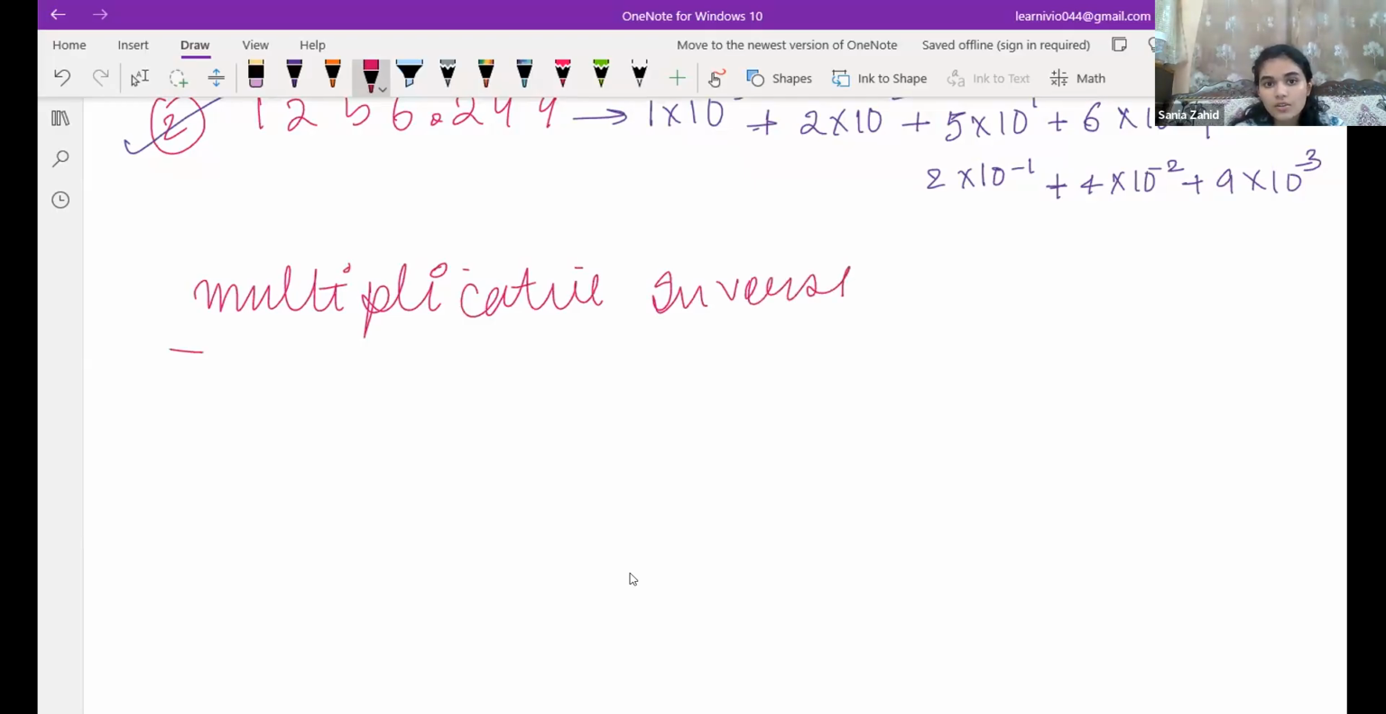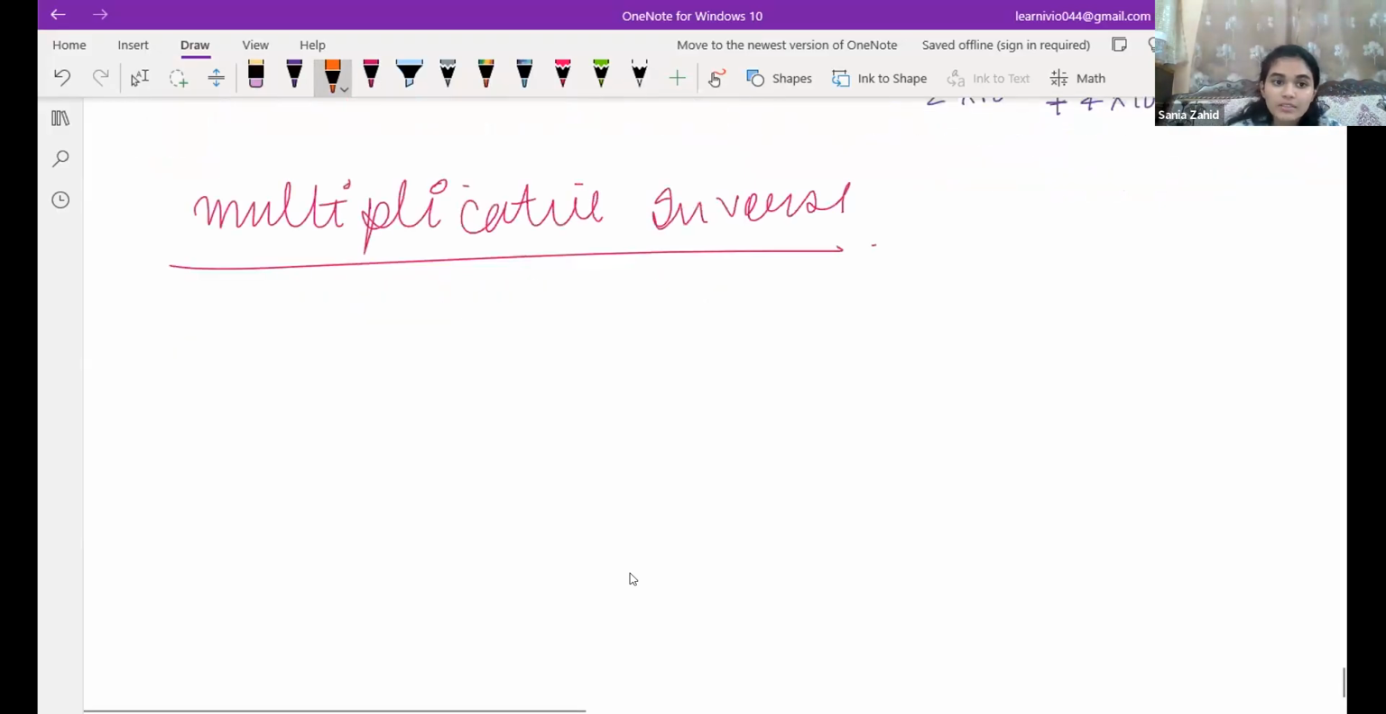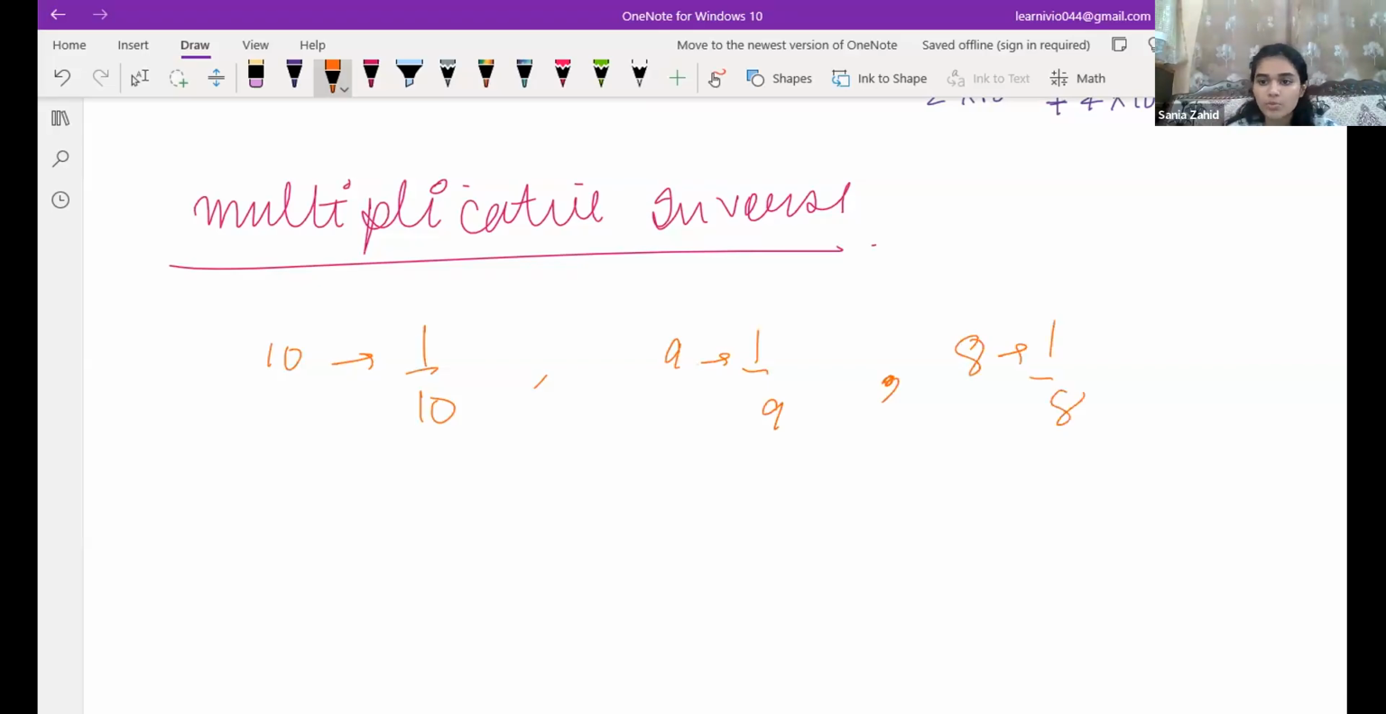So children, a multiplicative inverse is basically whenever you are reciprocating any number. Suppose I say the multiplicative inverse of 10. It is 1 by 10. I say 9, you will say 1 by 9. If I say 8, you will write 1 by 8. So can I say that multiplicative inverse means to reciprocal a number? Yes.